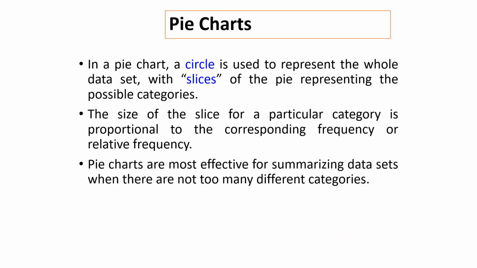Pie chart. A pie chart is a circle used to represent the whole data set, with the slices of the pie representing the possible categories. The size of the slice for a particular category is proportional to the corresponding frequency or relative frequency. Pie charts are most effective for summarizing a data set when there are not too many different categories and the value for each category is not similar. One is bigger, one is smaller, but if they are similar, you probably cannot use the pie chart because you cannot compare the value for each category.